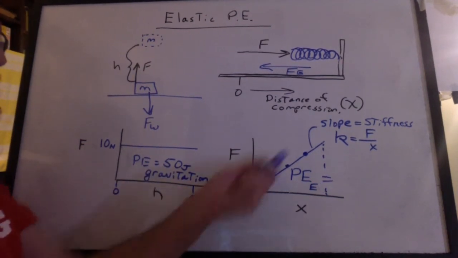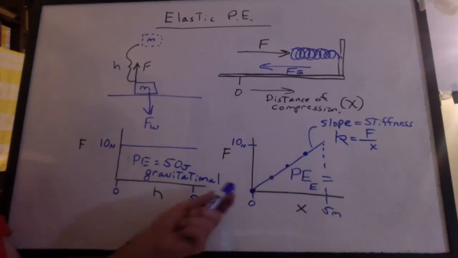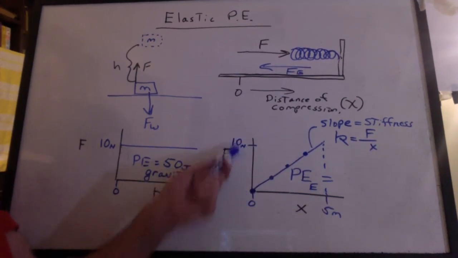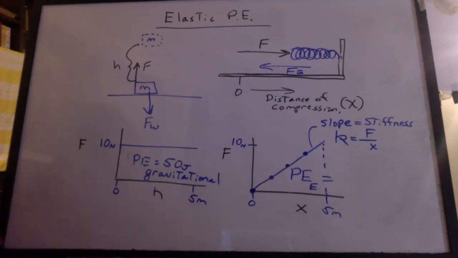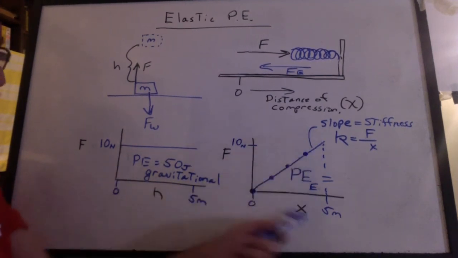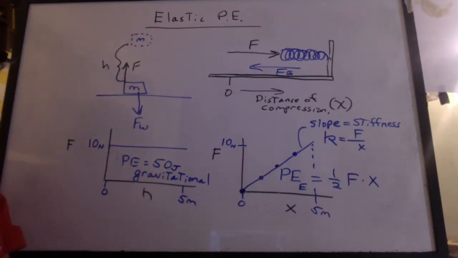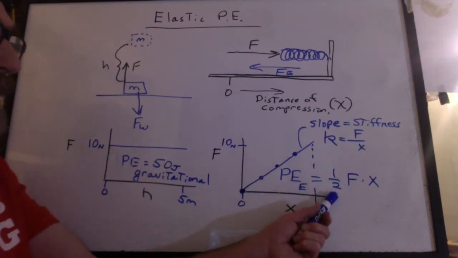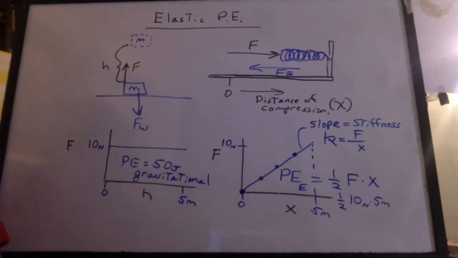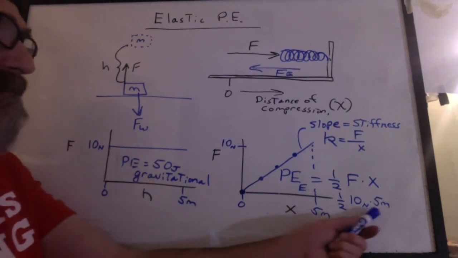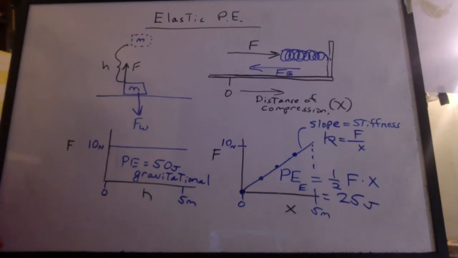So how do we calculate this area? Could you just take, say, 10 newtons times 5 meters, like we did at this graph? Well, the area is a triangle. So you're going to have to put a 1/2 out in front of the force times the distance of compression. So we'll have 1/2, 10 newtons times 5 meters, which is 25 joules.